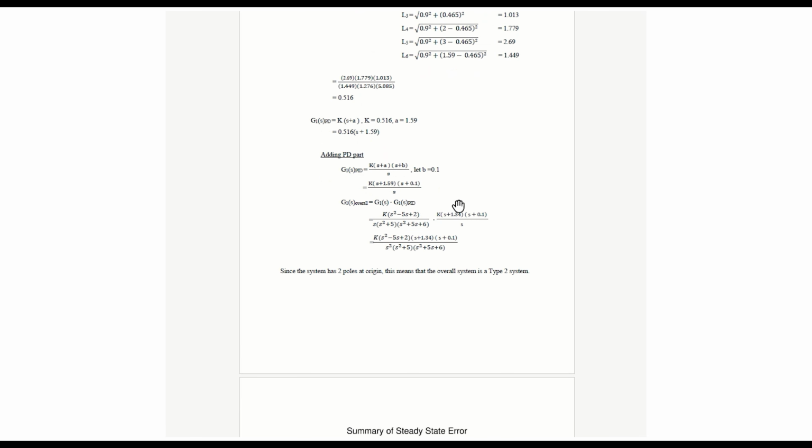So now again this is PI. So adding PI part, which is k s plus b over s. So b is the location of zero needed to be closest to the origin but not at the origin. So we put it at negative 0.1, and then we put a pole exactly at the origin. So that's basically it for PI.